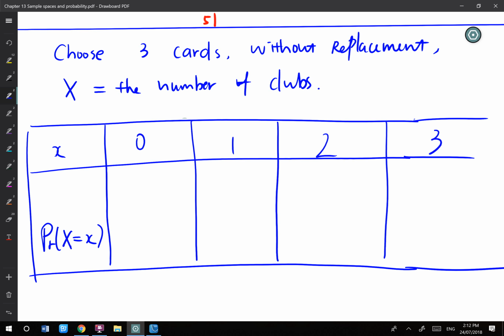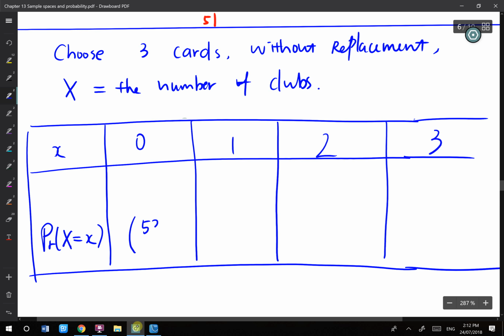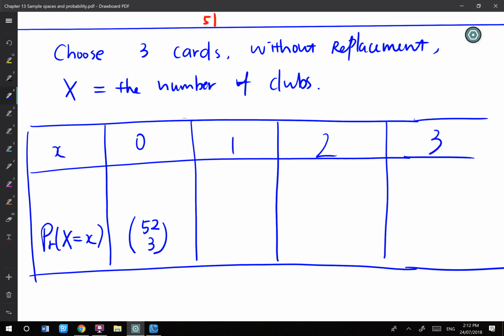nCr. Remember that? Combination nCr. How many do we have in total? We have 52 in total. How many do we want to get? Without order, I want to get 3 out. That's the total number of ways I can have 3 cards chosen from a deck of 52 cards. That's my denominator.